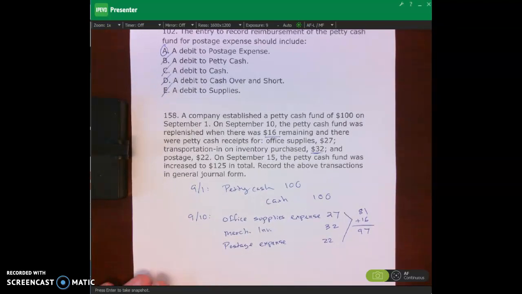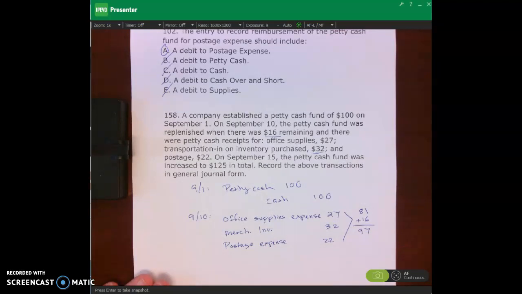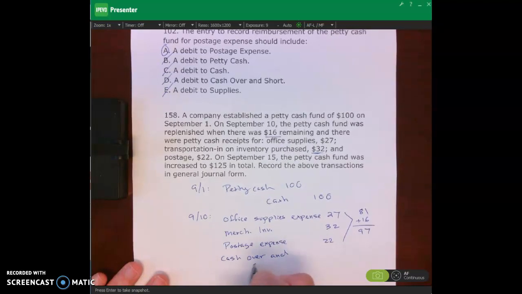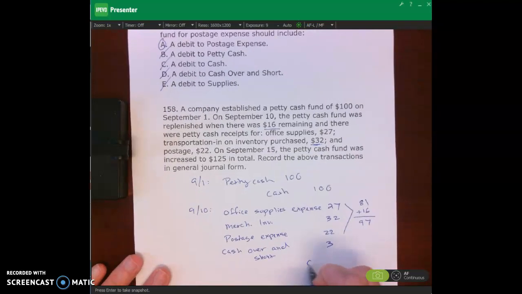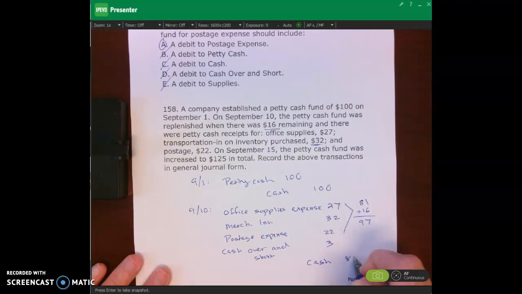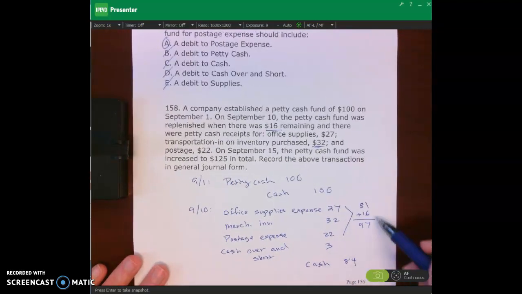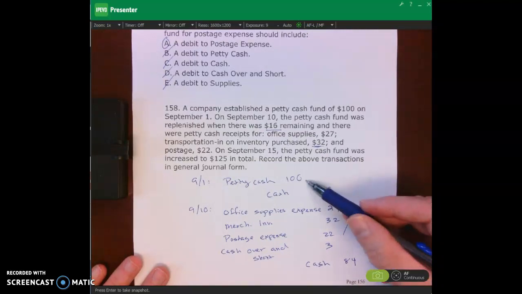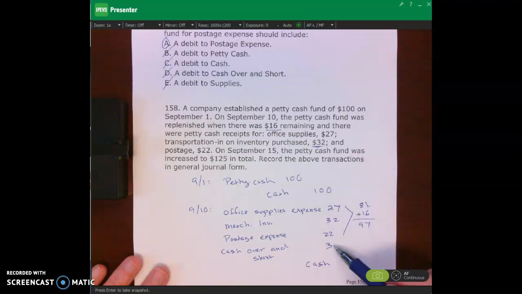Maybe somebody didn't get a receipt. Maybe the petty cashier forgot to put one of the receipts in. Something happened, okay? Their mistake occurred. So we're short by $3. So what we come over here is we debit cash over and short by $3. And then we credit cash for 84. And again, why 3? Because when I take my receipts plus my remaining cash, that should equal 100. It doesn't, equals 97. $3 short.